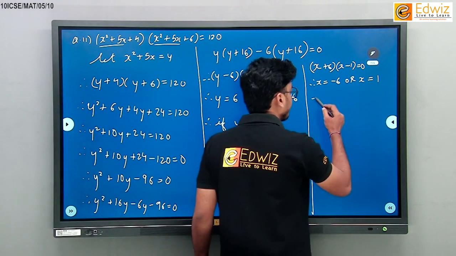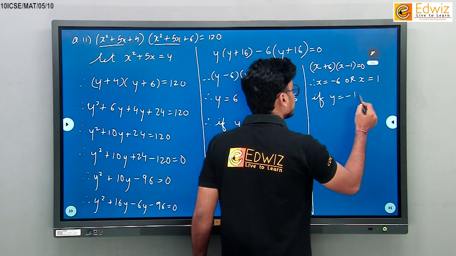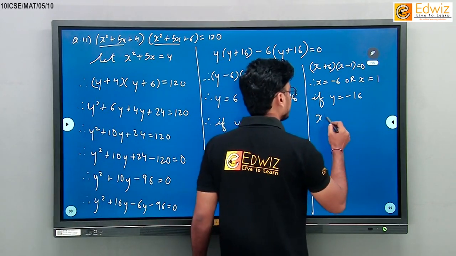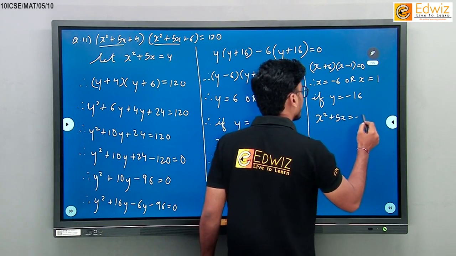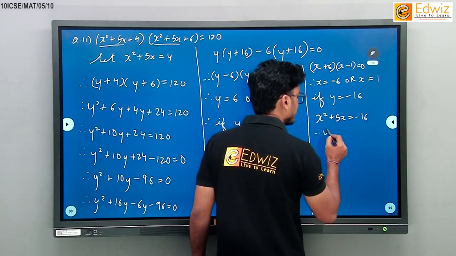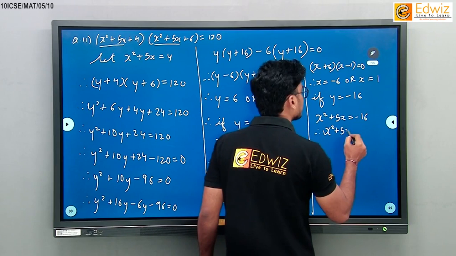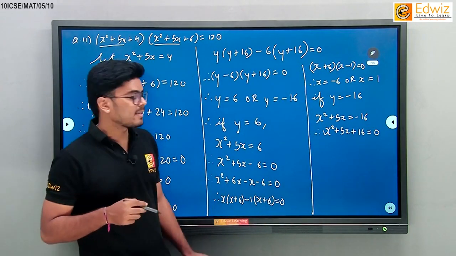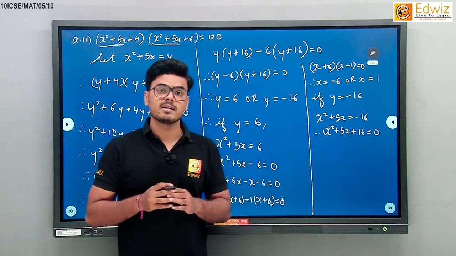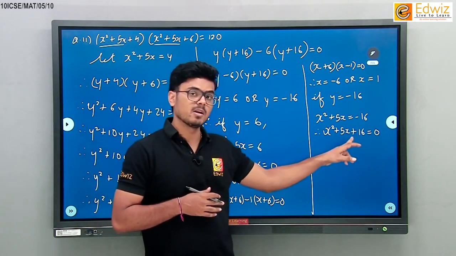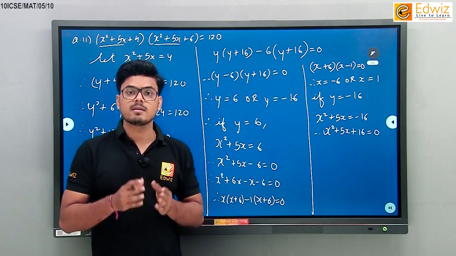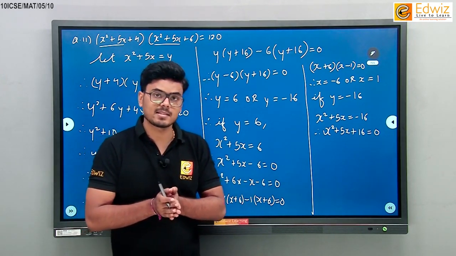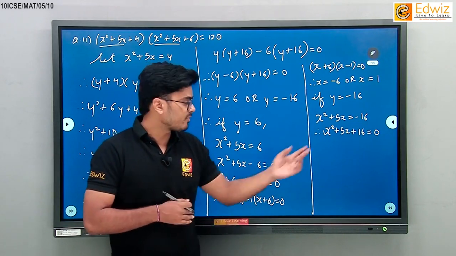If y equal to minus 16, x square plus 5x will become equal to minus 16, which makes our equation x square plus 5x plus 16 equal to 0. Now we need to factorize 16 in such a way that the sum of the factors should be 5. The only two factors that we know are 4 4s are 16, which makes the sum 8, and 8 2s are 16, which makes it 10. So 5 toh milega nahi.